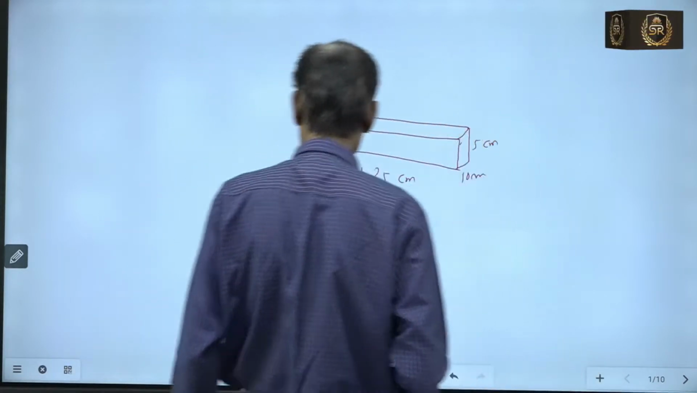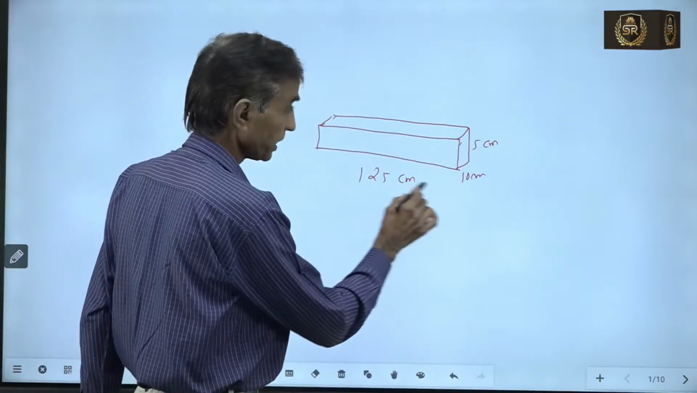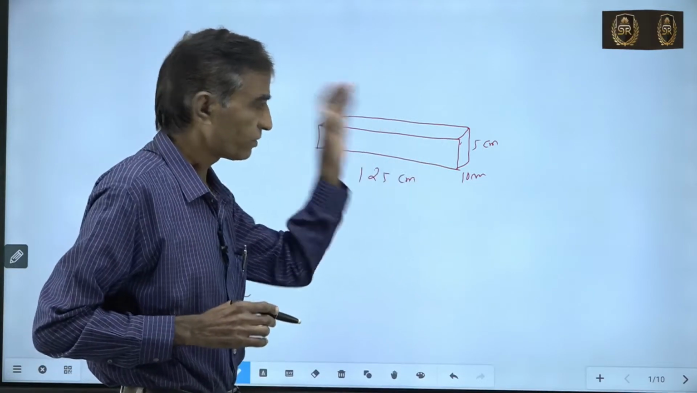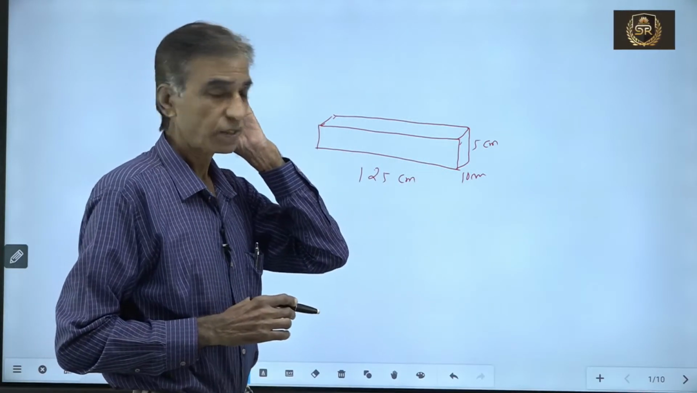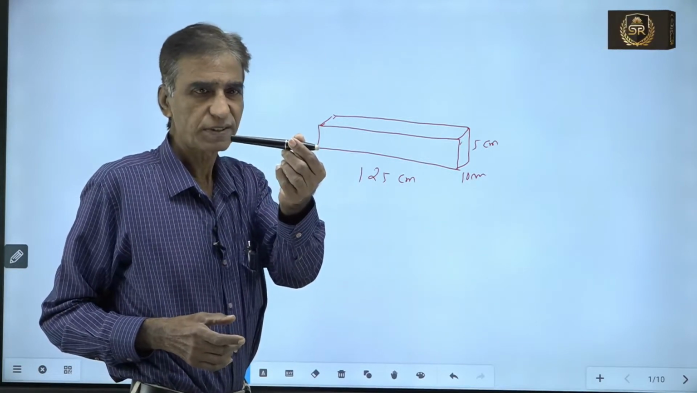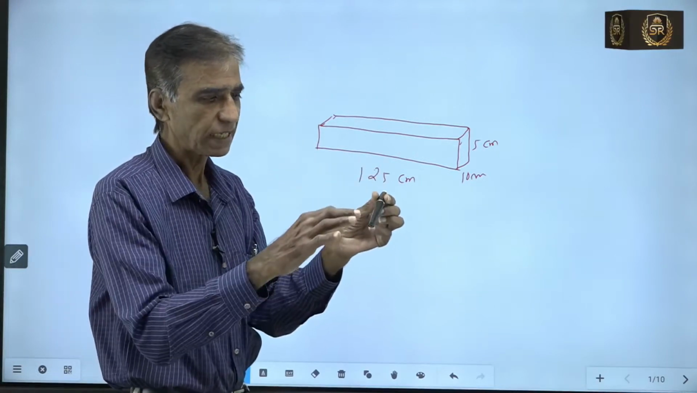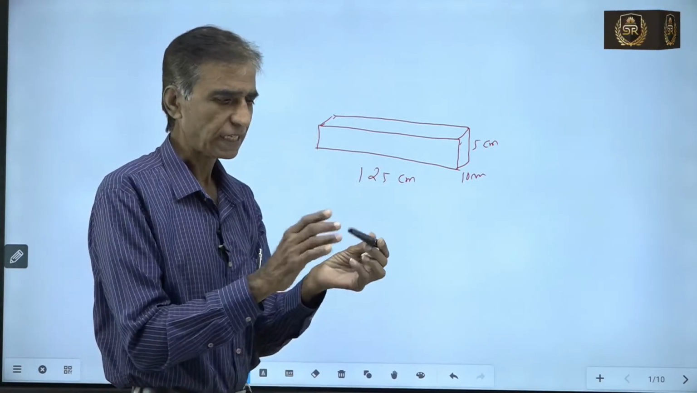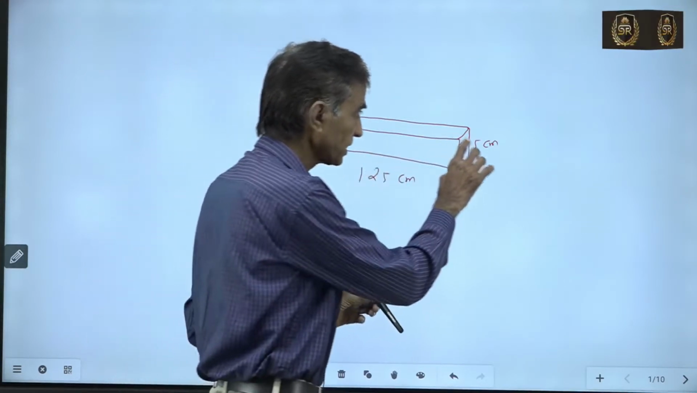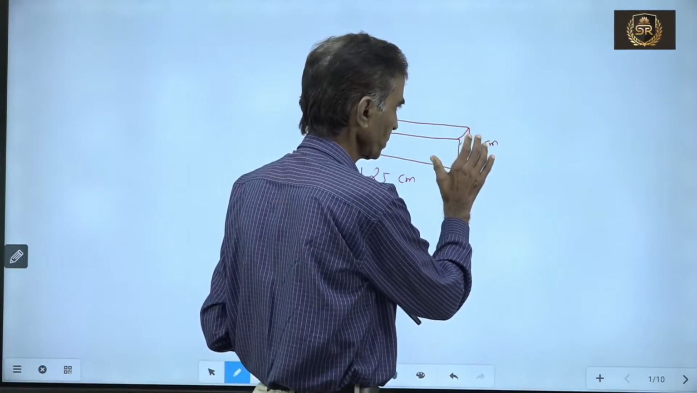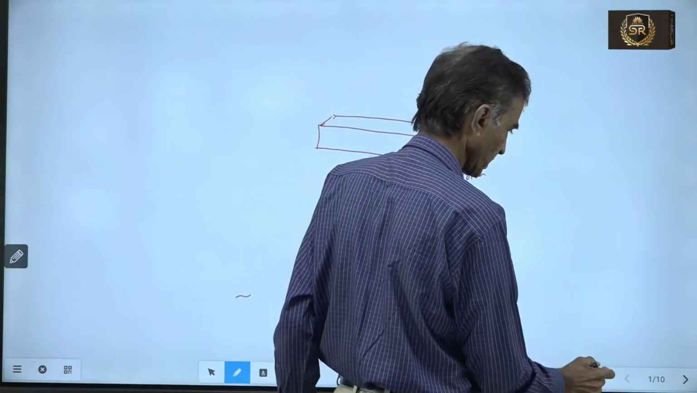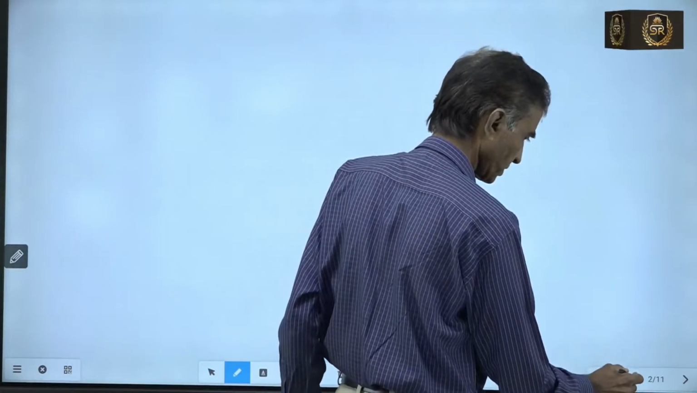Why I have drawn this diagram is for the area of cross section, which is very important, isn't it? This is the length, just like a cylinder, and this is the area of cross section. So when you take this rectangle, this is the area of cross section. That is the reason why I have drawn the diagram here.